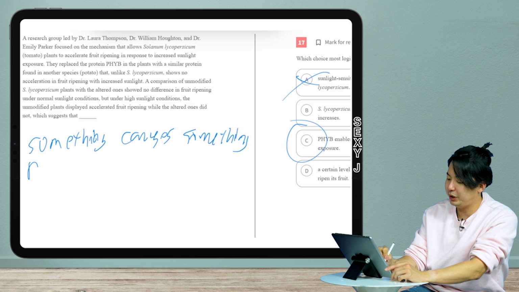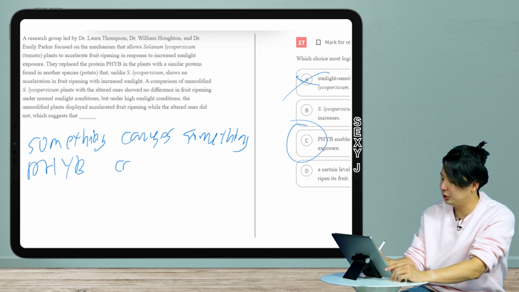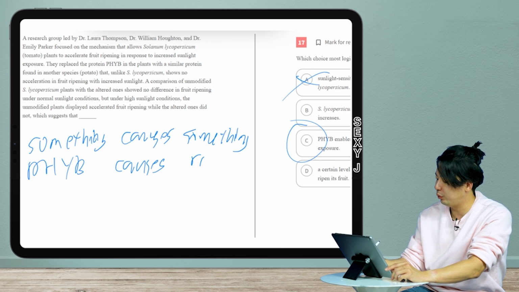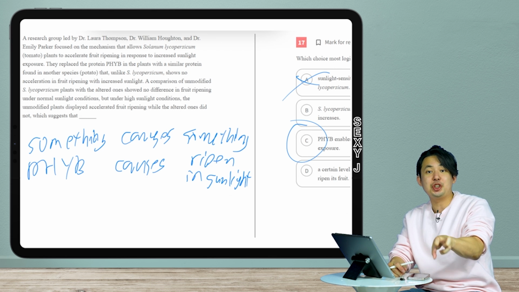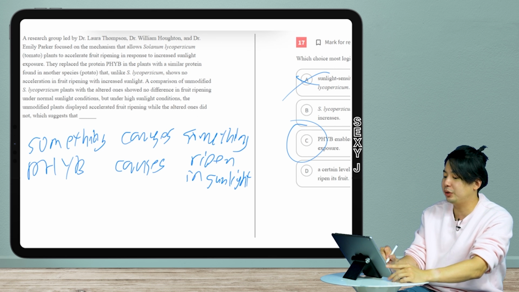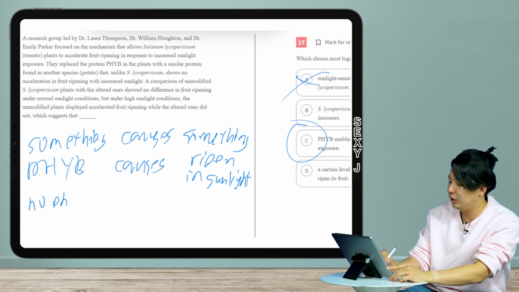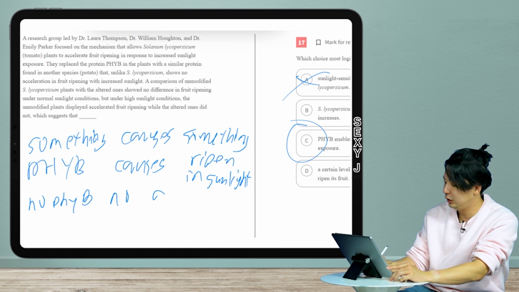In this case, that was PHYB causes growth and ripening in sunlight. And this is the last key that you guys want to remember. How do I show that? Of course, you show that by PHYB works, right? The other way around is no PHYB, no growth. That's the evidence we use in science all the time.